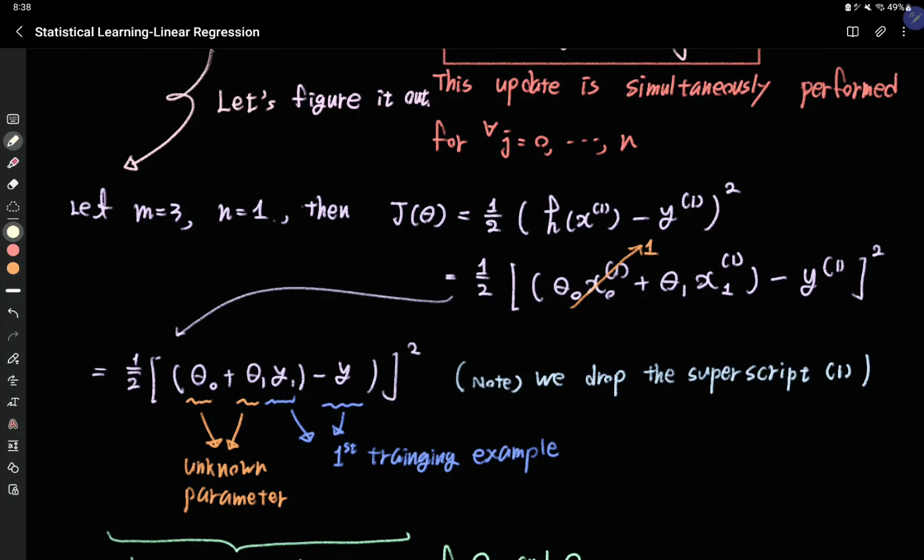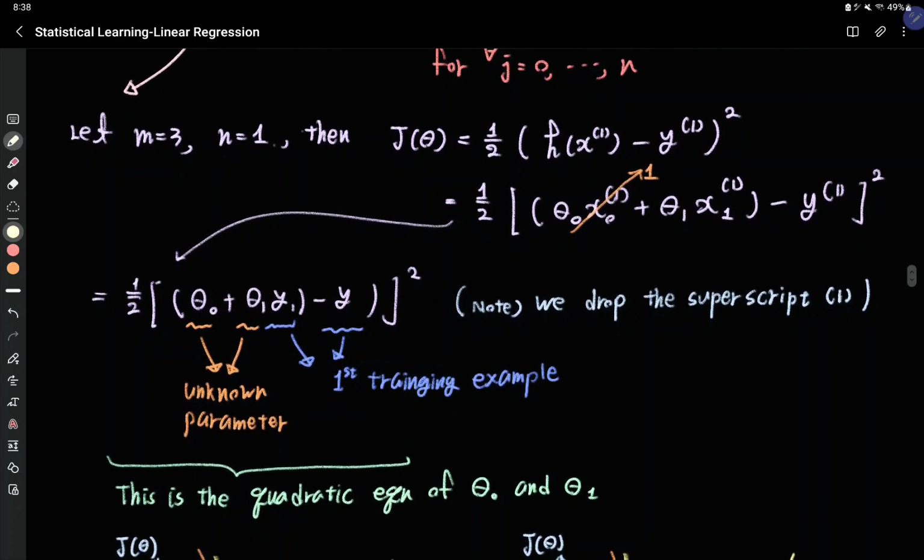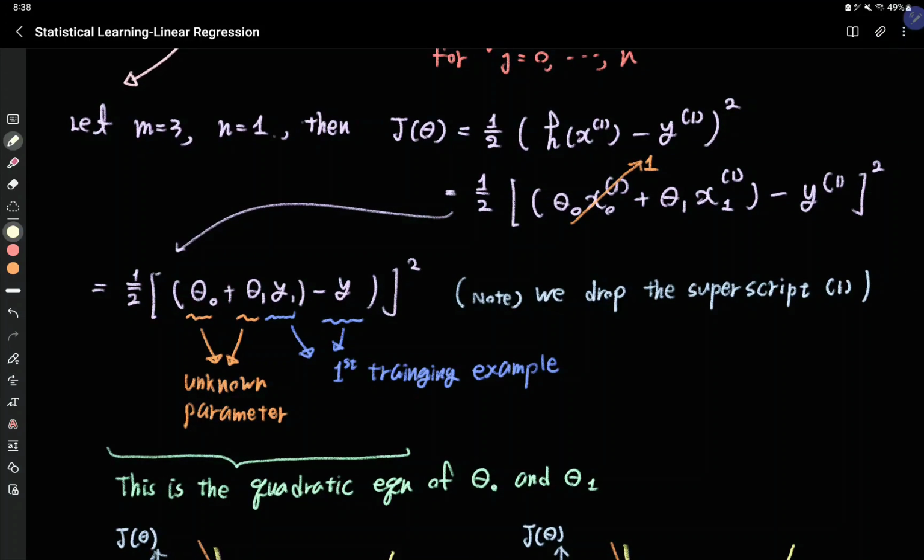Like this, right? Okay, because we only consider n is 1, we only consider the first training example. So J of theta is going to be like this, and then expanding h of x superscript 1, we get this, right?